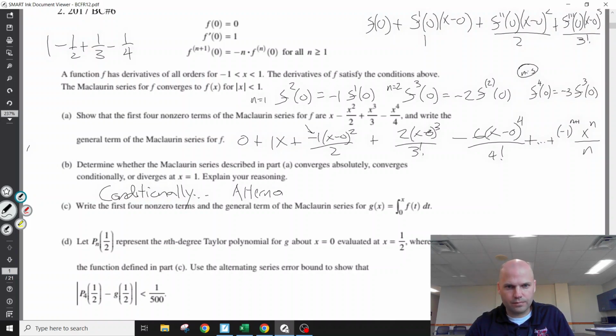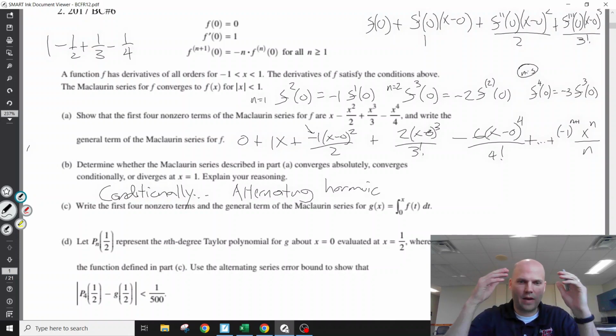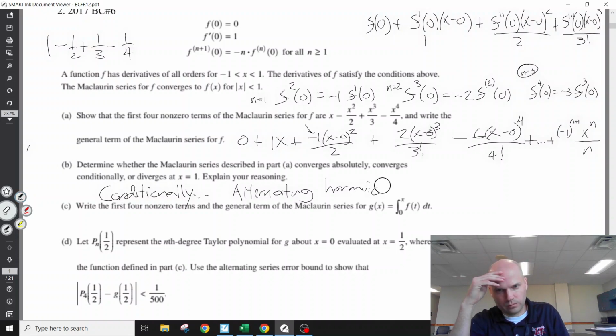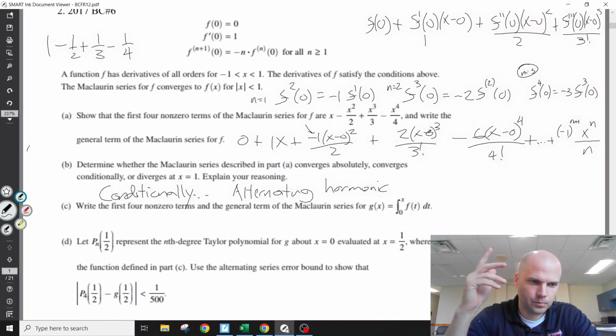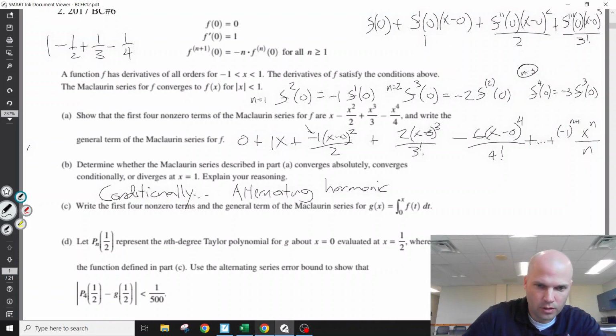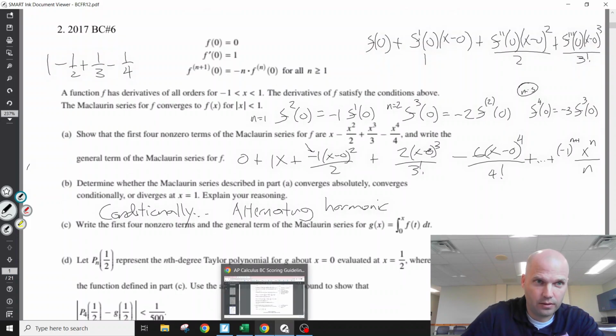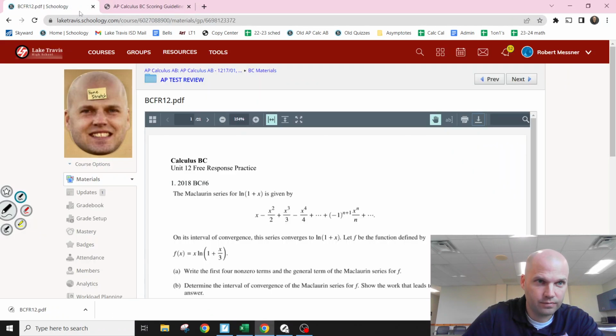I wonder if they accept that, or you have to show more. Let's go and look in the scoring guidelines. Do you have to say that it converges because it's an alternating series, the terms decrease and they trend towards 0? Do you have to then look at the absolute value and say, okay, this is the harmonic series that diverges, or is this okay? So 2017, number 6.